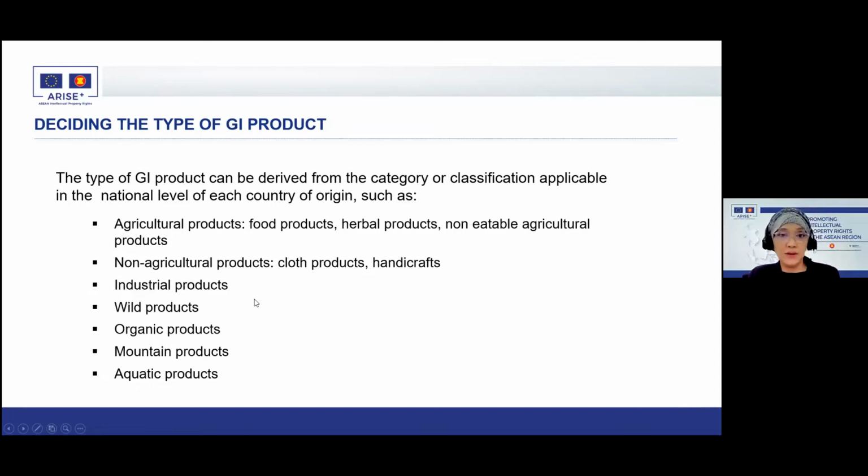Actually, some of the products from Europe, I think, or other parts of Asia and Latin America consist of wild products. And organic products. I think European countries love organic products. And mountain products. Aquatic products, it could be. Okay, aquatic products are products from fish, for example, fish from the sea or from the pond, or from plants, the sea plants.